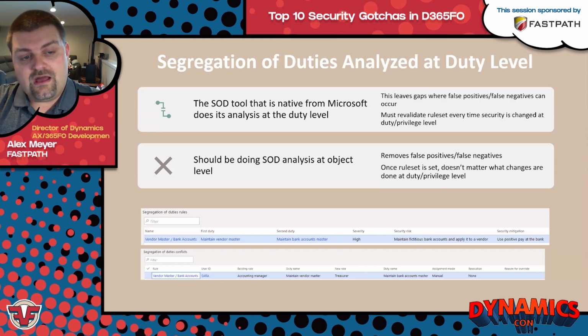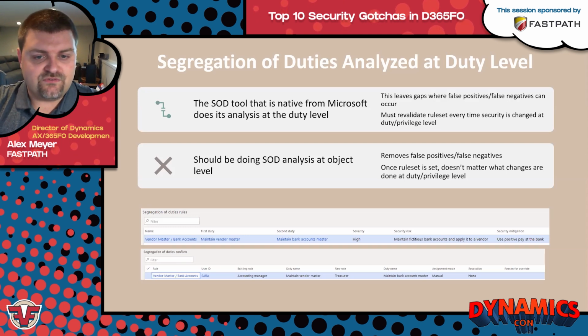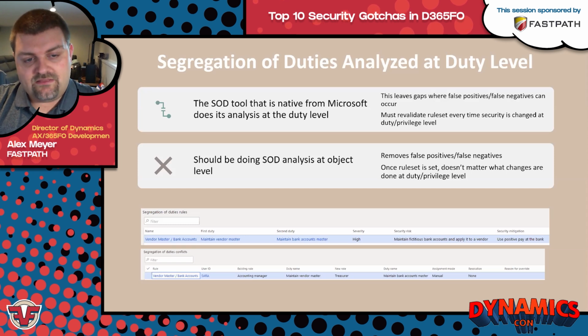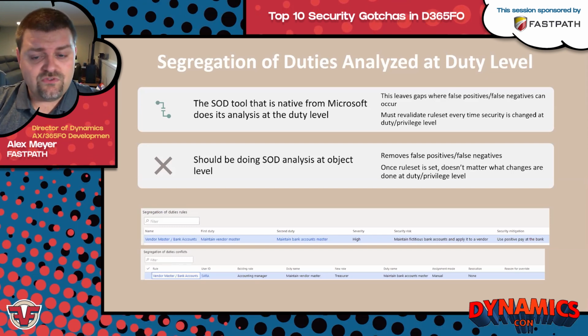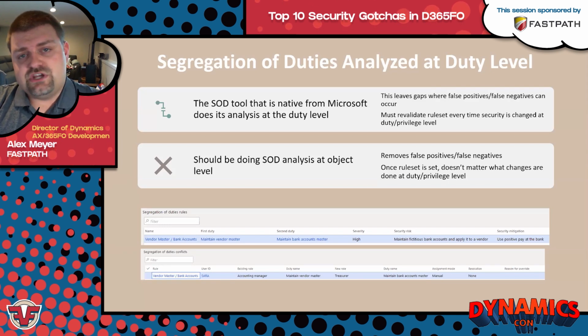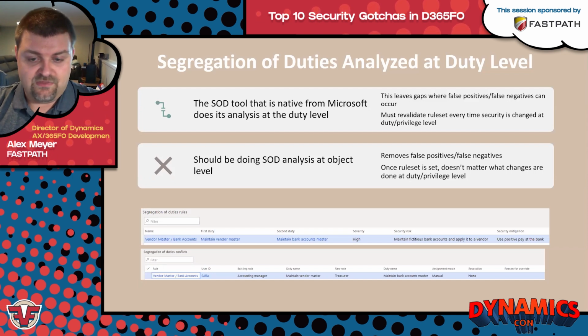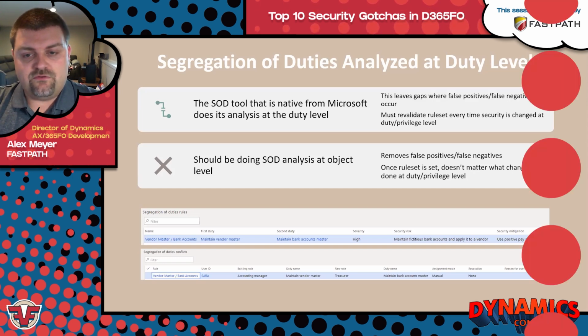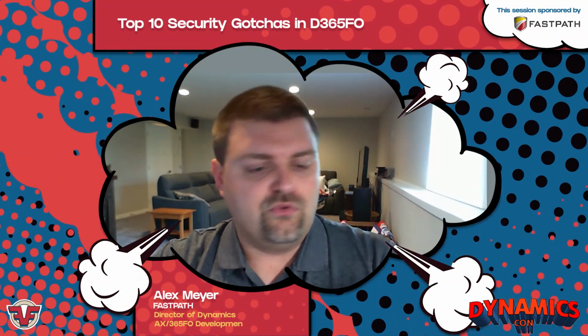Realistically, if you do have some sort of audit requirement, your SOD should be done at the object level. And by object, within F&O, we're talking about the table, menu item, identity, service operation level, because by doing it at that level of detail, that's going to remove the false positives and false negatives that you would have had doing that analysis at the duty level. And then once your rule set is actually set, it doesn't matter what changes are done to your security, whether at a role, duty, or privilege level, because you're analyzing it at the object level. That's really going to make it so that changes to security don't impact your rule set in that way.